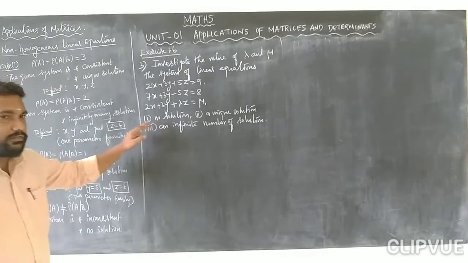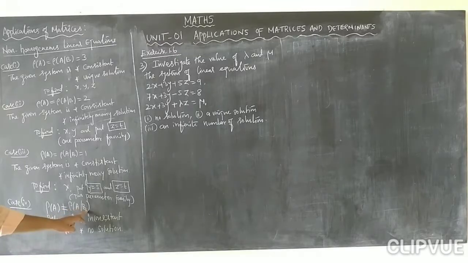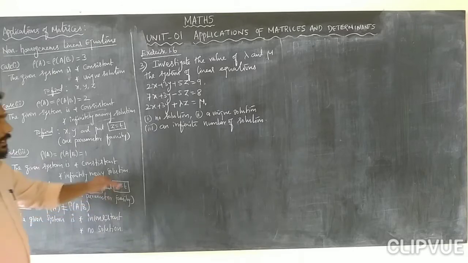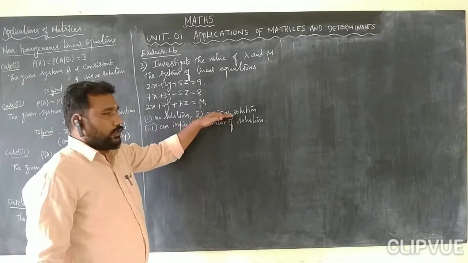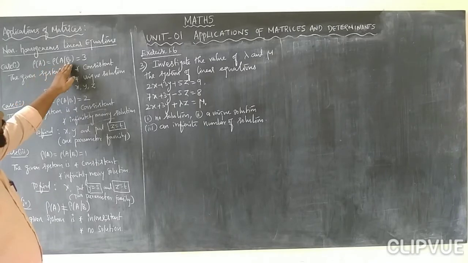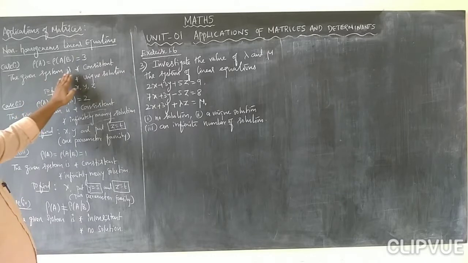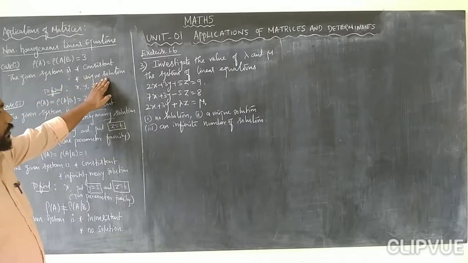No solution. Condition for no solution: ρ(A) not equal to ρ([A|B]). The system is inconsistent and has no solution. Part 2, a unique solution. Unique solution condition: ρ(A) equal to ρ([A|B]) equal to 3. Rank of matrix is 3. The given system is consistent and has a unique solution.